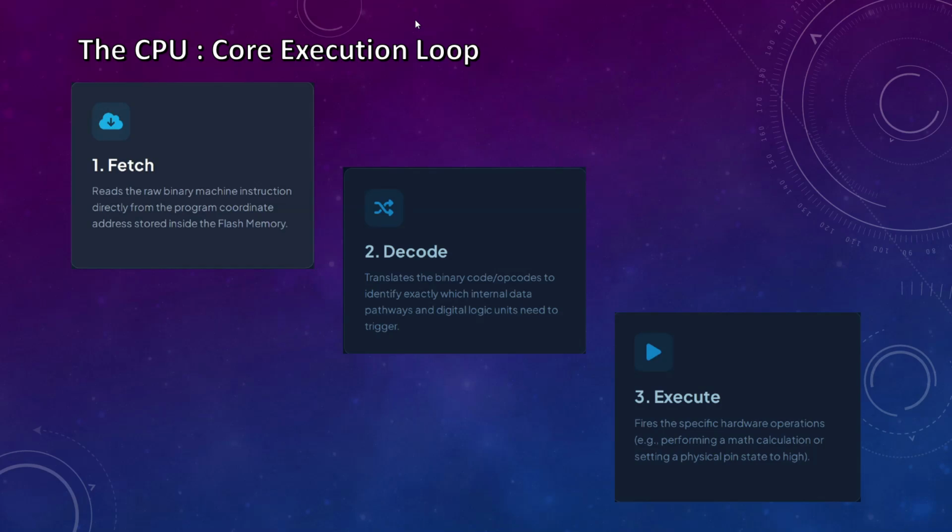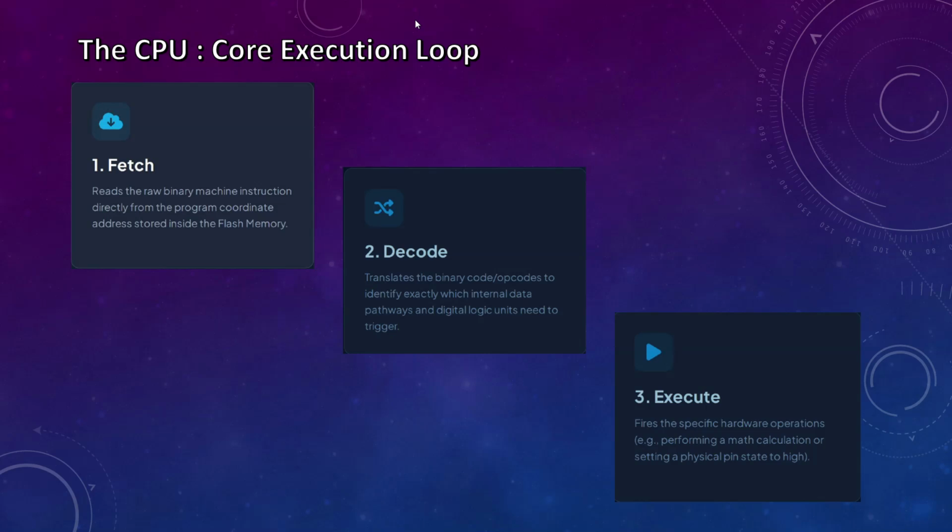Whenever you write a code like turn on the LED, the CPU is the part that actually executes those instructions. The CPU never gets tired of running the code again and again. It continuously runs that code by these three processes. Firstly, it will fetch. What does fetch mean? Fetch means reading the instructions. So firstly the CPU will read the instructions.